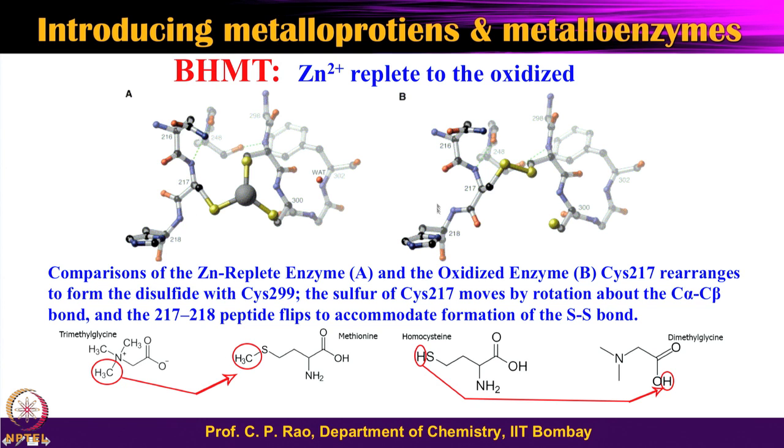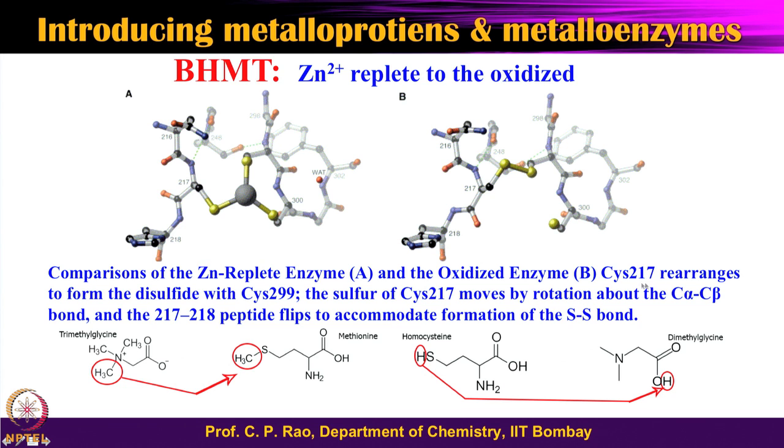And as a result, how does this happen? When this happens, cysteine 217 should rearrange to form a disulfide bond, and the sulfur moves in this rotation. So, you have a great change in this particular conformational region. Okay. So, this is the replete enzyme where the zinc is present, and in the oxidase enzyme, zinc is out of the coordination sphere, and that is what you call the oxidase enzyme and the replete enzyme.